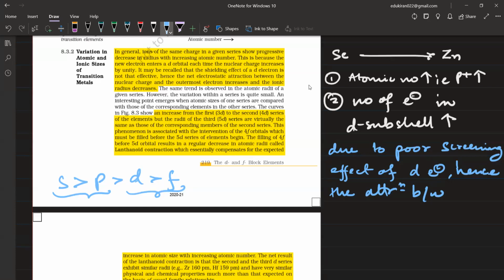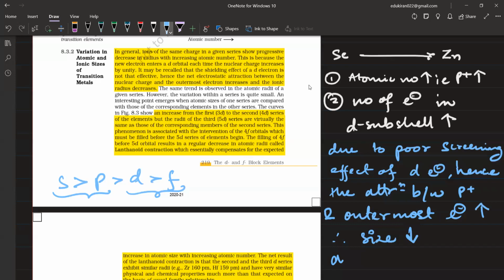क्या होगा? प्रोटॉन का चार्ज बढ़ रहा है और ये शील्ड नहीं कर पाता तो इंक्रीज. Now when the attraction will increase, तो क्या होगा? Tell me guys, size will increase or decrease? Decrease. Size will decrease. Hence, therefore, size decreases. That means both the things, atomic radii का भी यही हाल है and ionic radii का भी यही हाल है, decreases. Is that clear? Yes or no, please tell me.